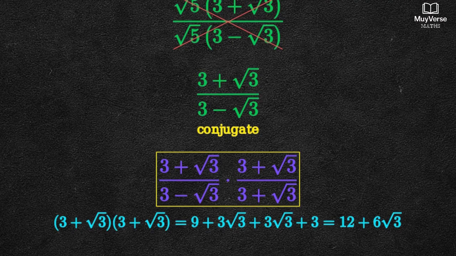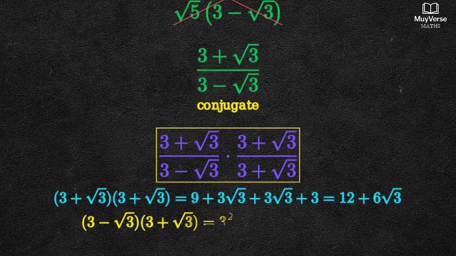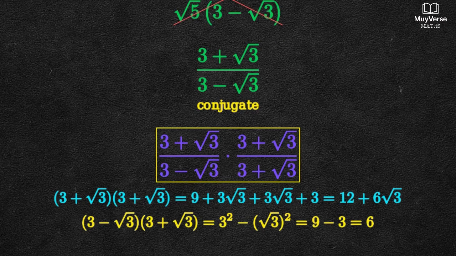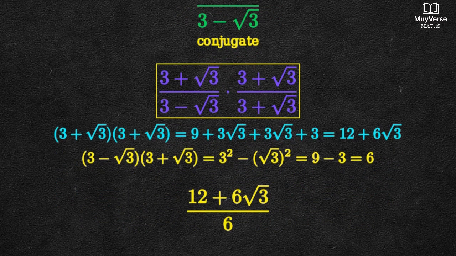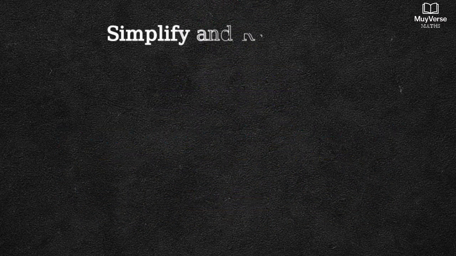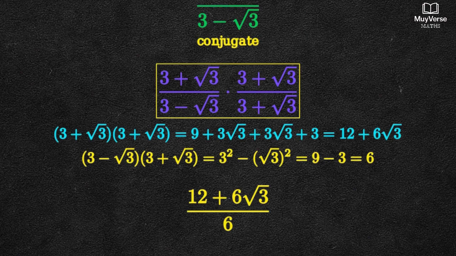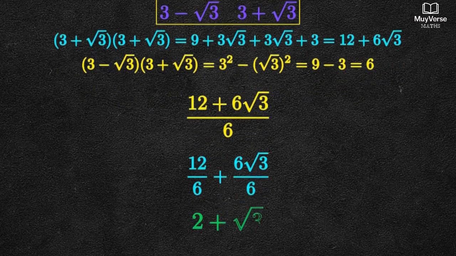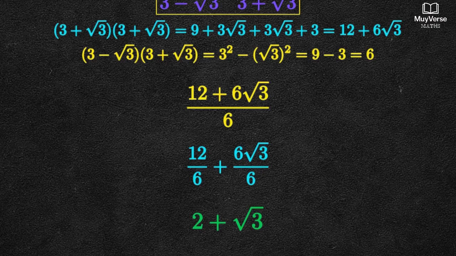For the denominator, use the difference of squares. (3 minus root 3) times (3 plus root 3) equals 3 squared minus the square of root 3, which is 9 minus 3, or 6. Putting those together, we get (12 plus 6 root 3) all over 6. Finally, divide each term in the numerator by 6. That gives 12 over 6 plus 6 root 3 over 6, which simplifies to 2 plus root 3. So the final answer is 2 plus root 3.